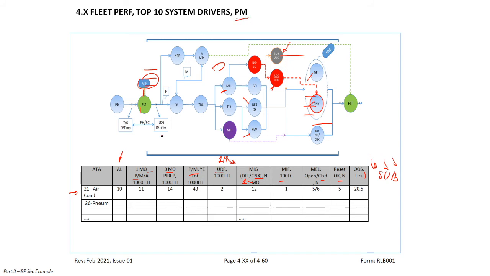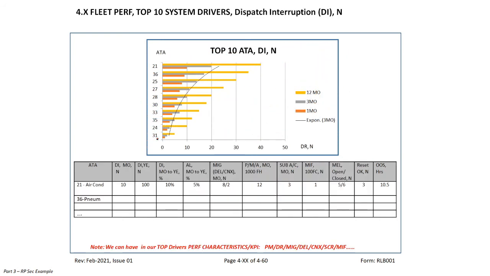Now you can ask the question, can we use dispatch reliability and the same approach for other metrics, schedule completion rates, etc.? The answer is yes. I'm going to show you an example. So we can have in our top drivers performance characteristics, KPIs, PyRep, MyReps, dispatch reliability, mission interruption ground, delay cancellations, schedule completion rate, flight interruptions, etc., etc., etc. And I'm going to show you one very interesting example, using here dispatch interruption numbers. This graph is copy-paste from the previous slide, nothing changed, right?